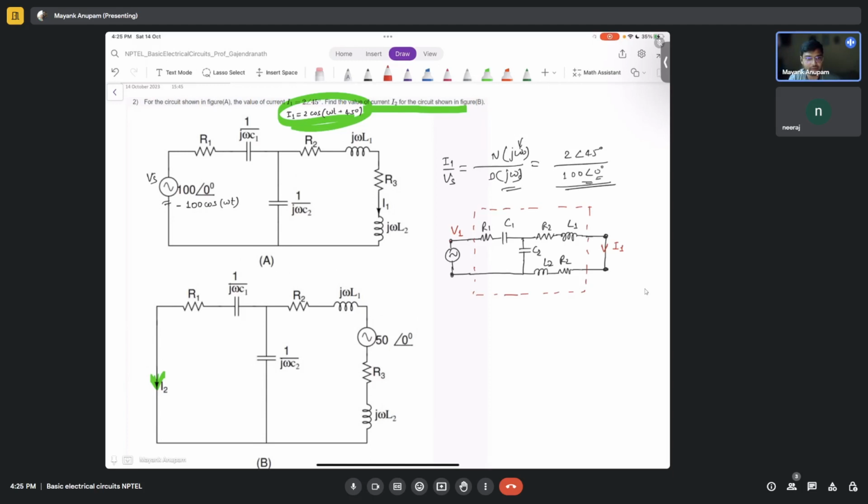Now, are you getting any hint here with this particular representation? Okay, let me make it even easier. Let's call it some I1 only. So let me rename the terminals here. Let's call this terminal here 1. Let's call this terminal 1 prime. Let's call this terminal 2 and 2 prime.